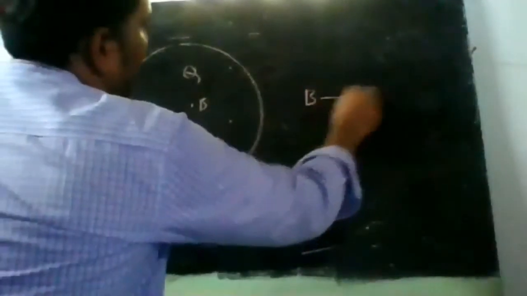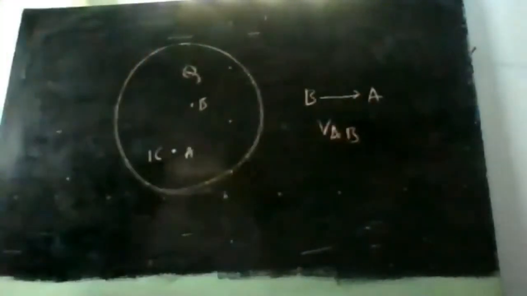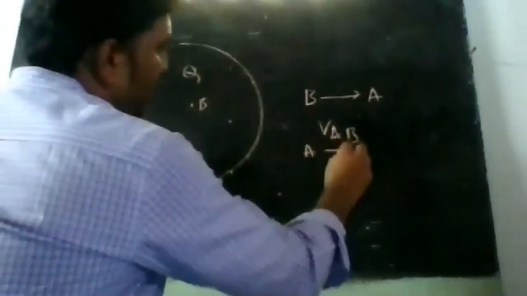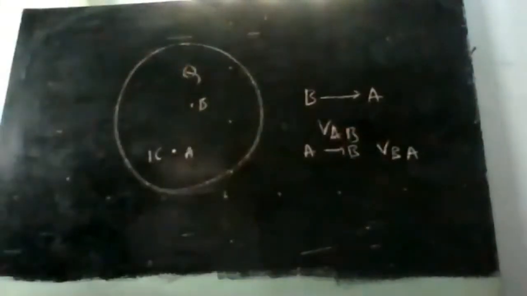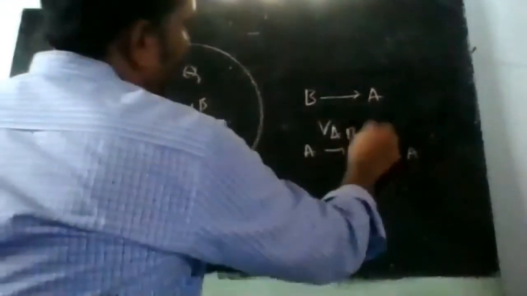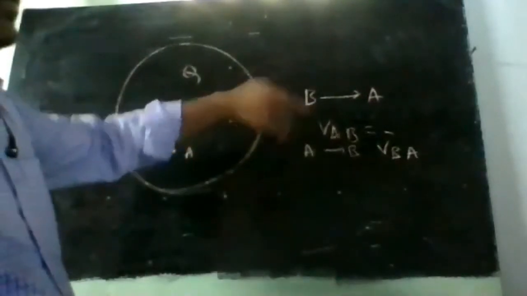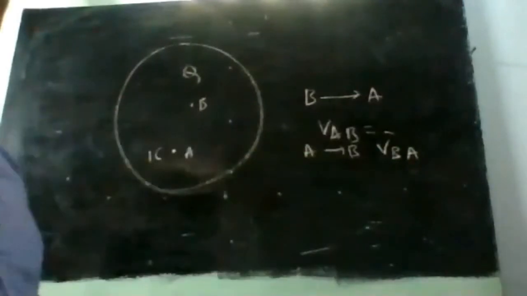So if I move it from B to A, that is, initially B to A, we write it as VAB. This is what we have to understand. And if I move it from A to B, we write it as VBA. These two will be equal and opposite, so VAB will be equal to minus VBA. So these are the two potential differences between the points B and A.